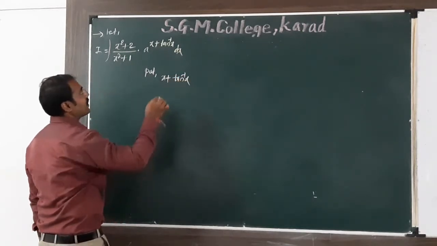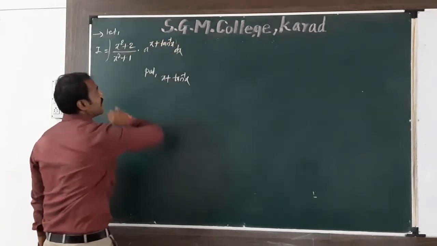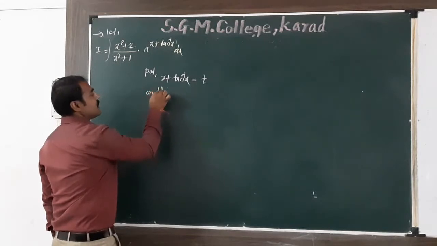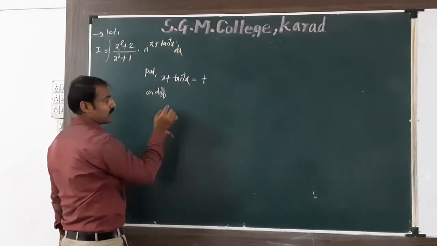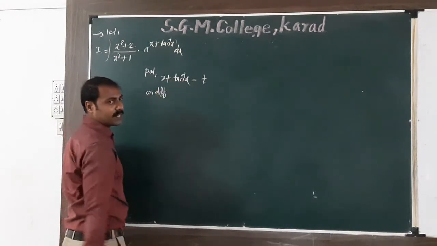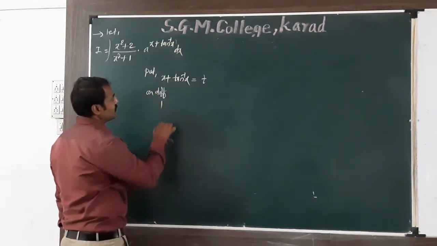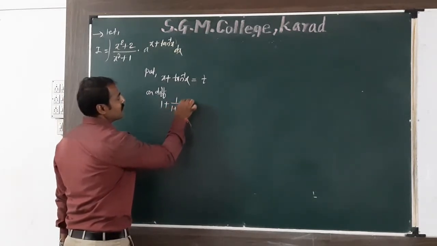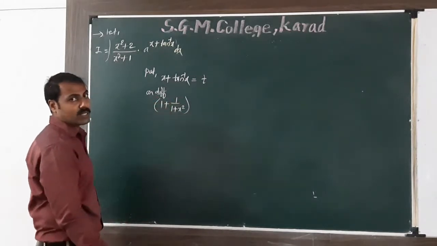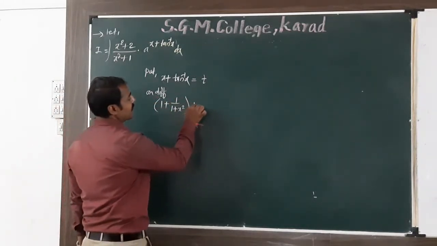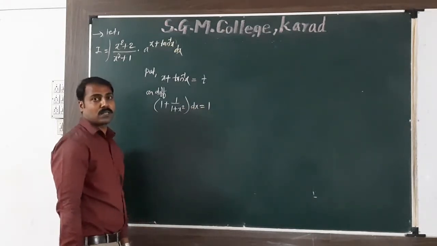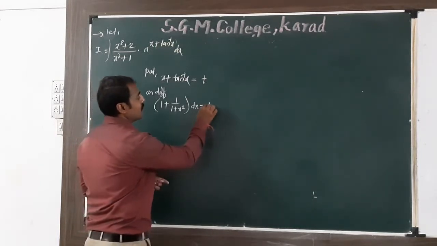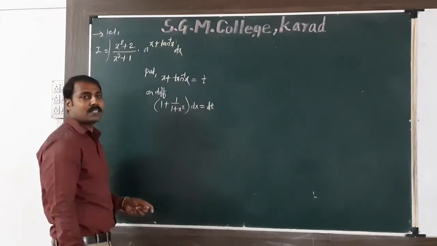Why? Look at it. x plus tan inverse x is equal to t. On differentiating, the LHS is differentiated with respect to x. The derivative of x is 1 plus the derivative of tan inverse x, which is nothing but 1 upon 1 plus x square. Since the LHS is differentiated with respect to x, multiply it by dx, is equal to the derivative of t, which is 1. Since it is differentiated with respect to t, multiply it by dt. 1 into dt is dt.